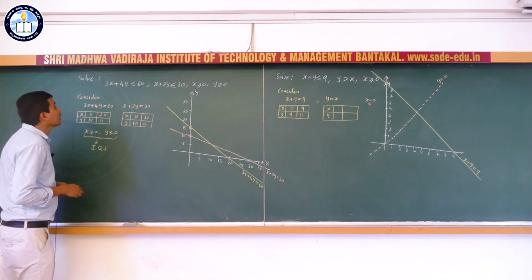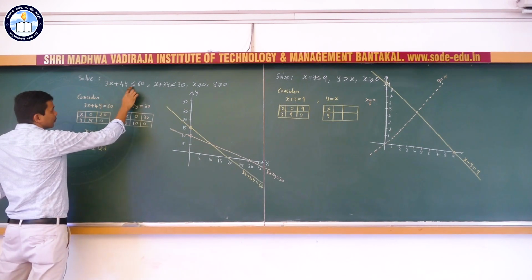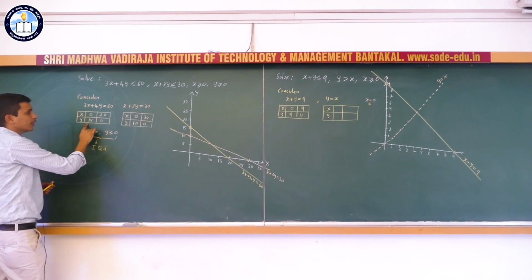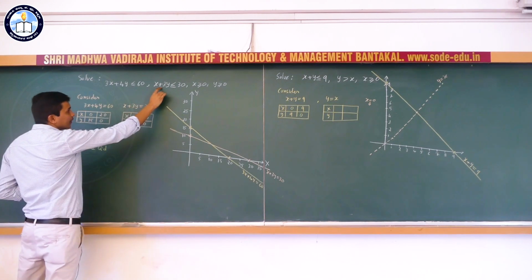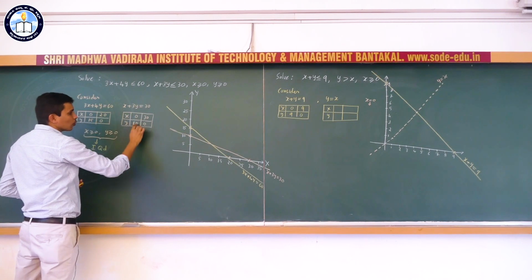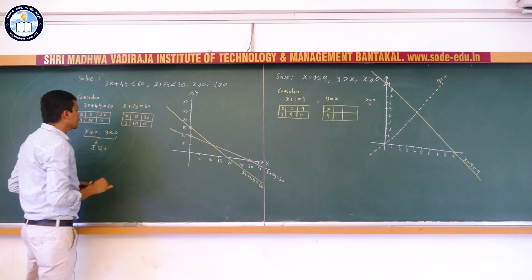So the common region should be a part of the first quadrant because all the 4 inequalities should be satisfied, right? Now here, to draw 3x plus 4y equal to 60, if x is equal to 0, y is equal to 15, if y is equal to 0, x is equal to 20. To draw the line x plus 3y is equal to 30, it is 0, 10, okay, and if y is 0, x is 30.